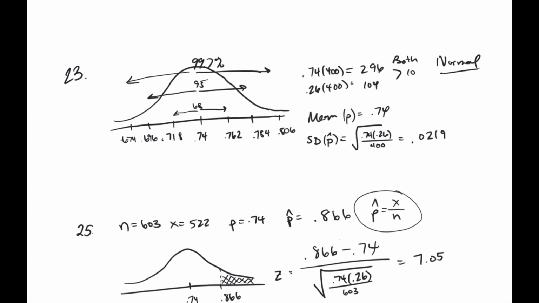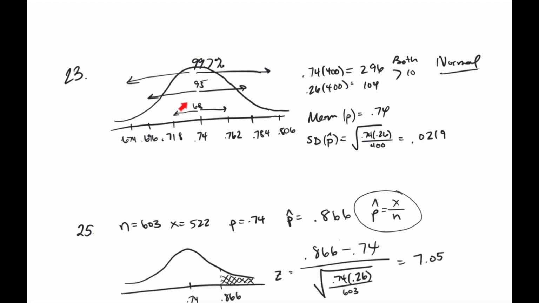Question 23 goes back in and does a little bit of review about normal models. It's in the same light, but it's using the 68, 95, 99.7 rule. The way this sets up is, in order for me to use the normal model, I have to make sure that it actually follows a normal model. So we can check the success/failure condition. Here you get 296 and 104, both of which are greater than 10, so we can definitely assume this is approximately normal.